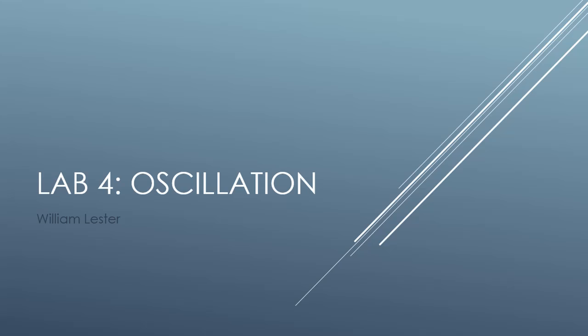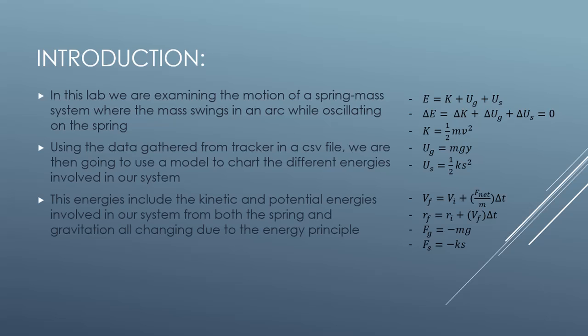This is Lab 4 covering the oscillation of a spring mass system for Physics 2211. In this lab, we will be observing a spring mass system in Tracker in order to identify the forces acting on our system, and to chart and model the changes in potential, kinetic, and total energies over the time interval of 9.33 seconds.